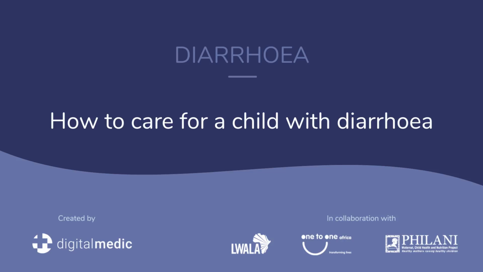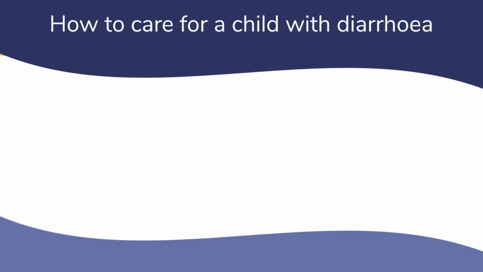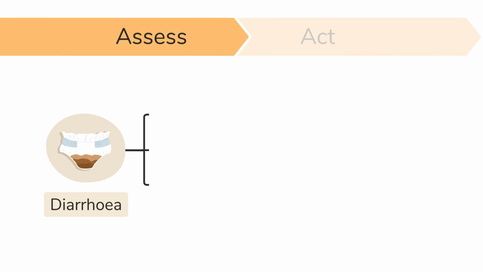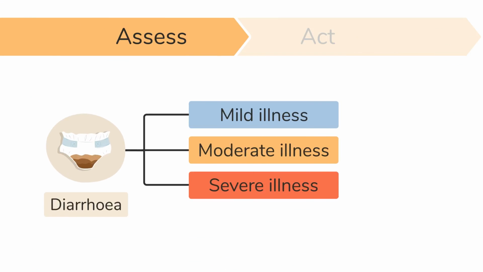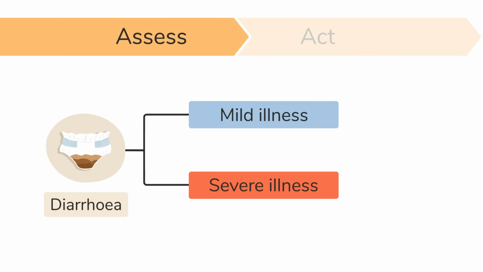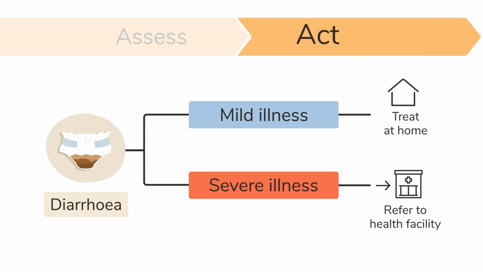How to care for a child with diarrhea. Diarrhea generally indicates either a mild or severe illness and is not moderate. Your assessment of the child will help you decide which one it is. Let's review what actions you should take to care for a child with each of these illnesses.